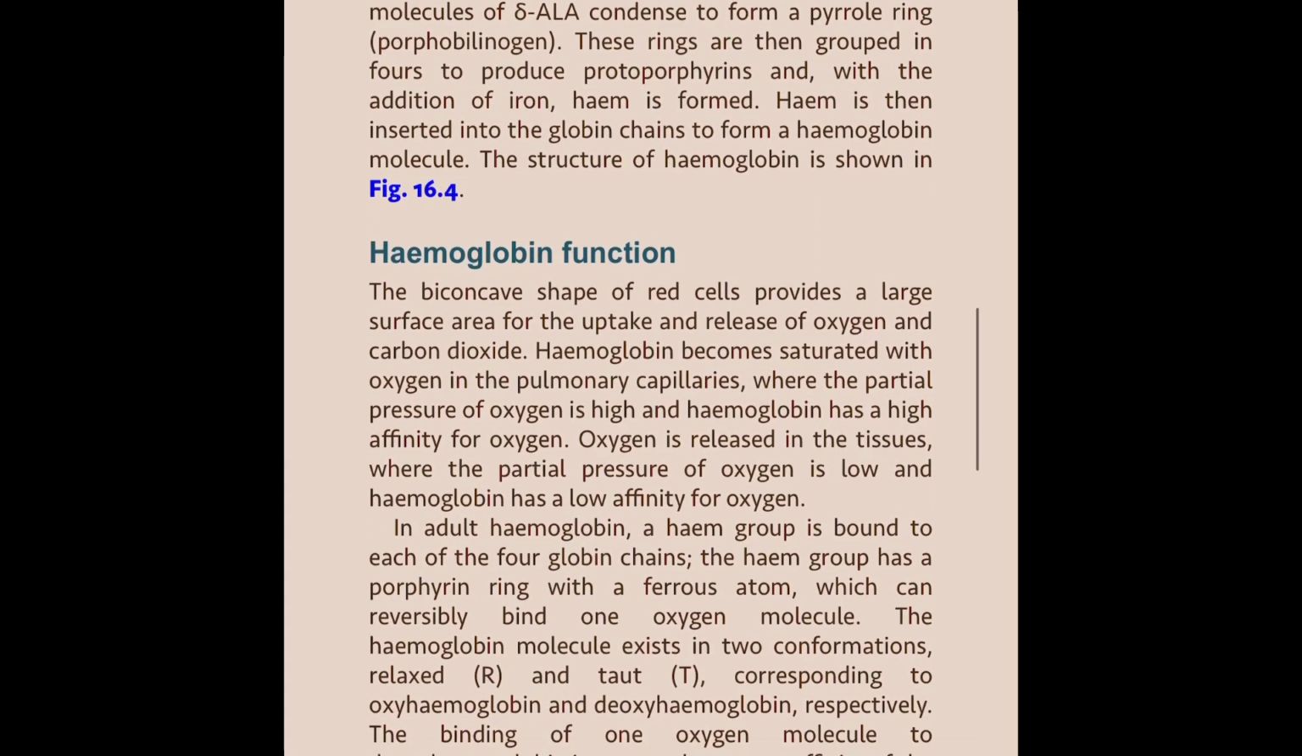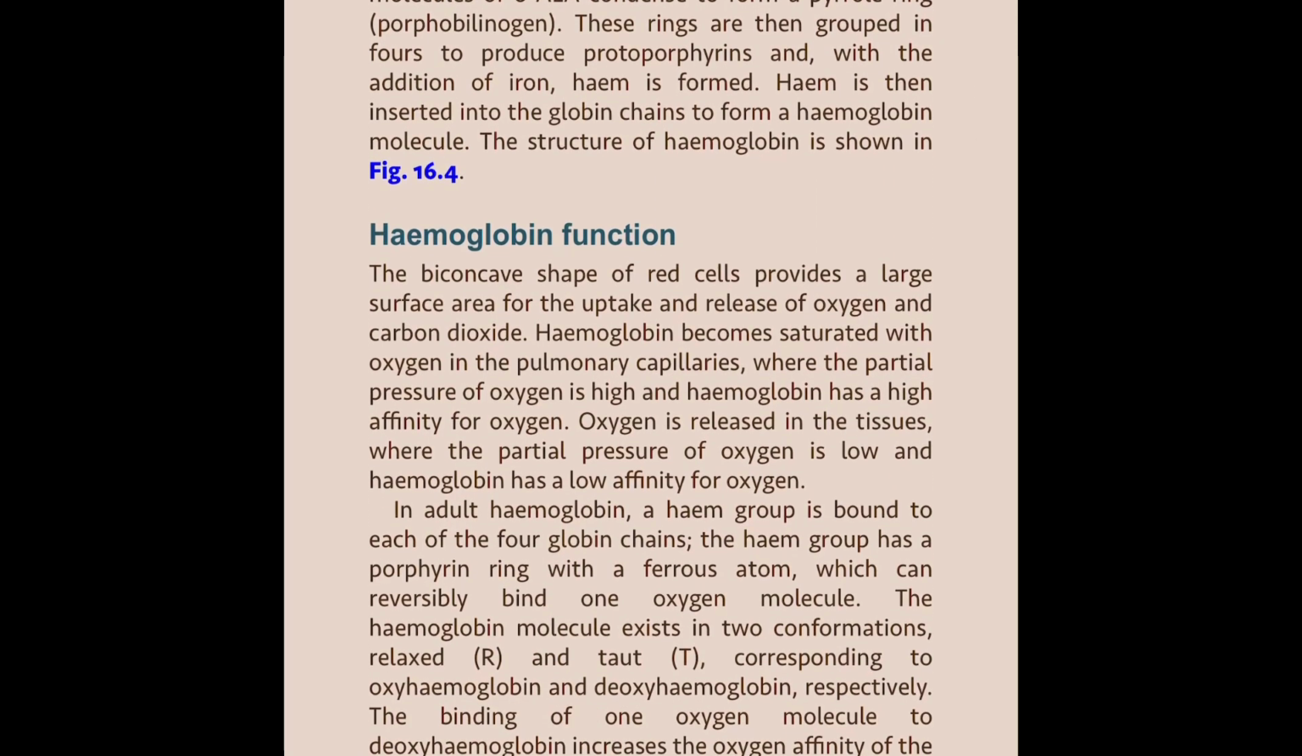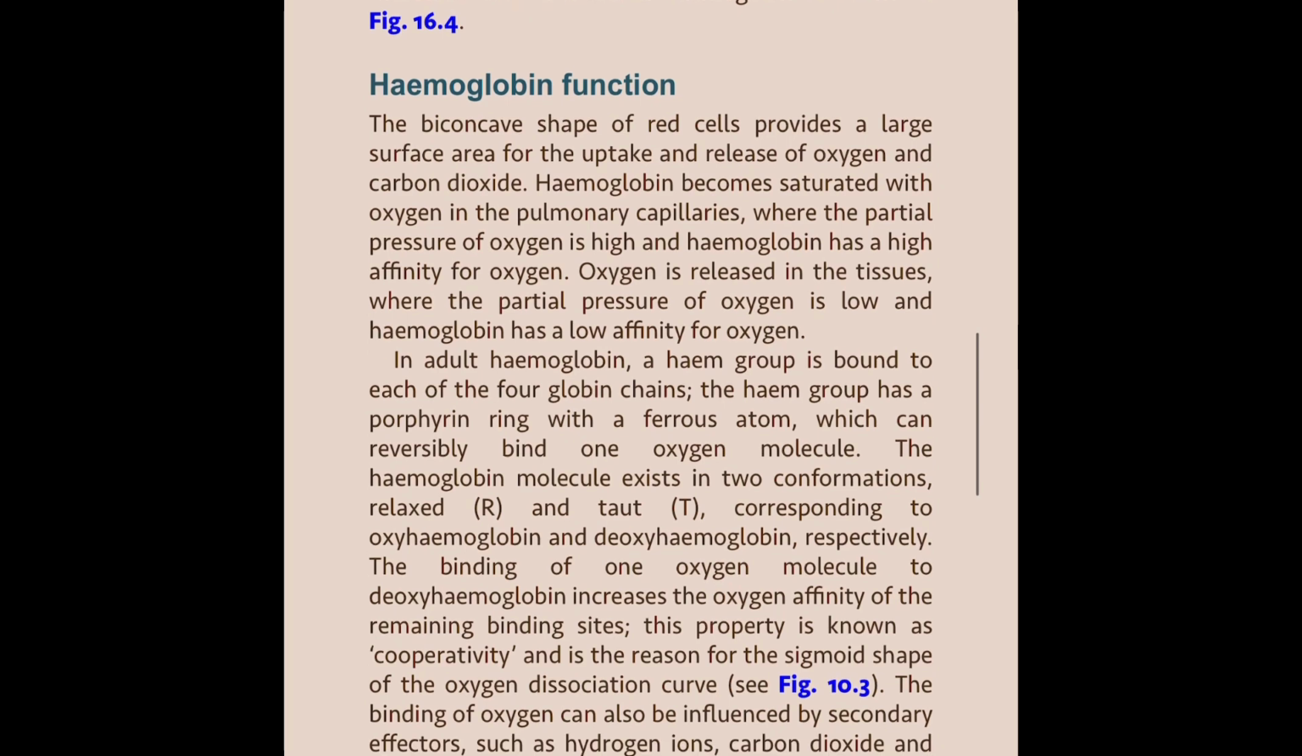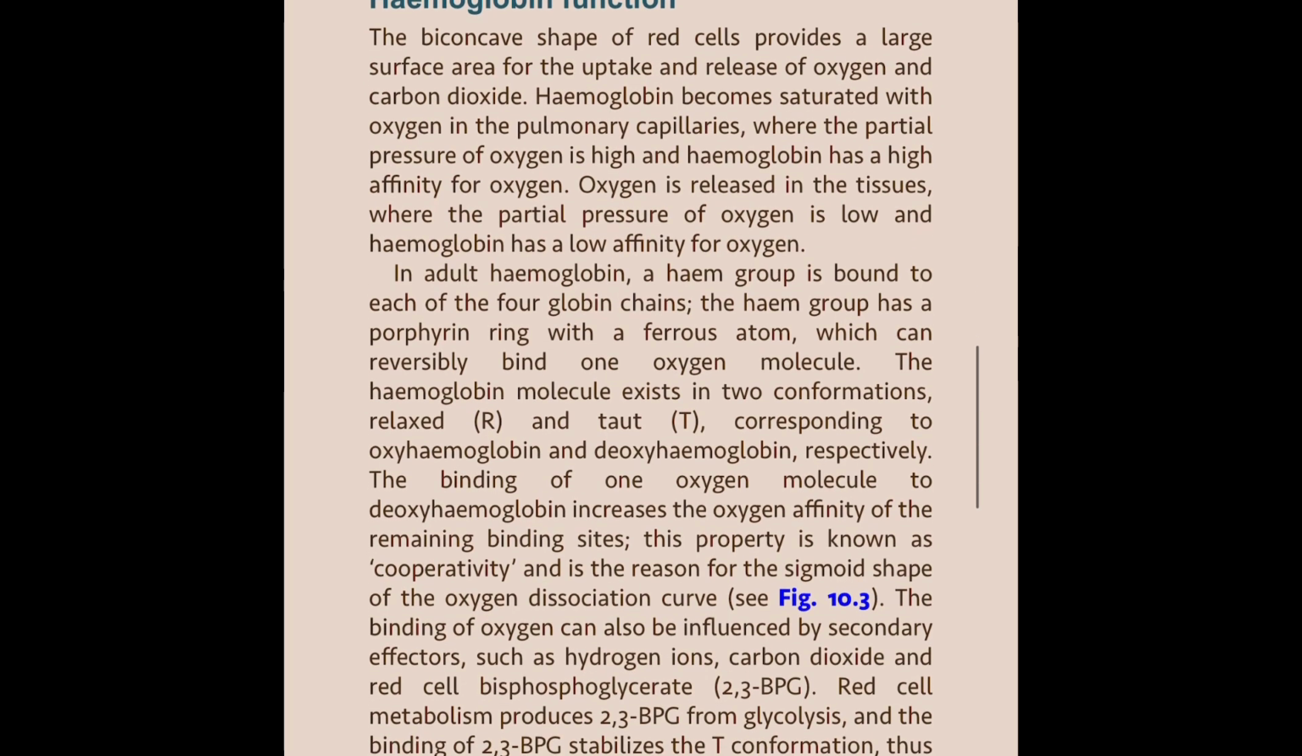Hemoglobin function. The biconcave shape of the red cells provides a large surface area for the uptake and release of oxygen and carbon dioxide. The hemoglobin becomes saturated with oxygen in the pulmonary capillaries, where the partial pressure of oxygen is high and hemoglobin has a high affinity for oxygen. Oxygen is released in the tissue where the partial pressure of oxygen is low and hemoglobin has a low affinity for oxygen.